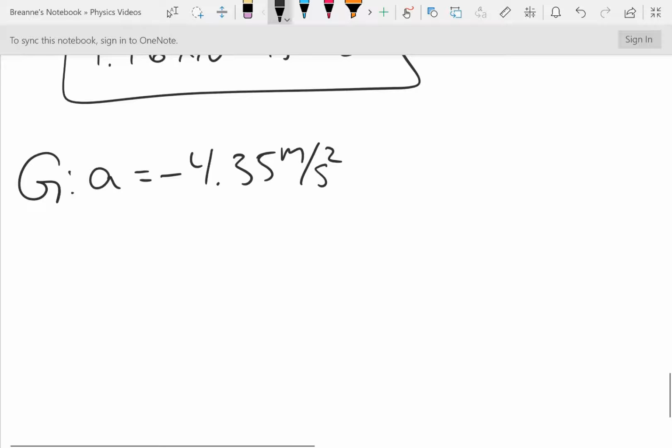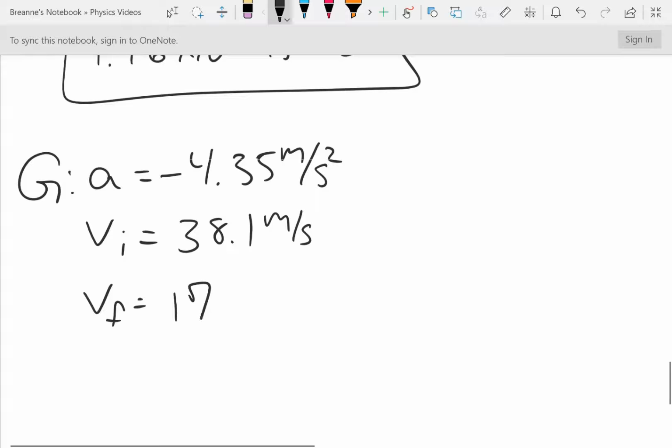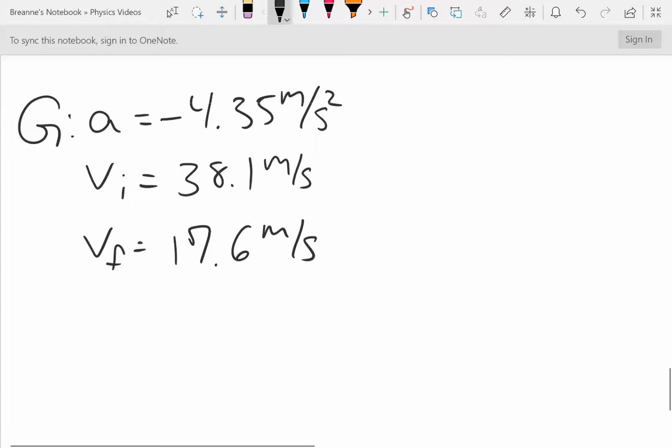And it says from a speed of 38.1 meters per second to a speed of 17.6 meters per second. So again, we have our initial velocity and our final velocity. Our initial velocity would just be the first number, which is 38.1 meters per second. Our final velocity would be the second number, which is 17.6 meters per second. Which makes sense because the initial is bigger than the final, and it says it's slowing down, so that makes sense. And at the beginning it stated that we were looking for the displacement.